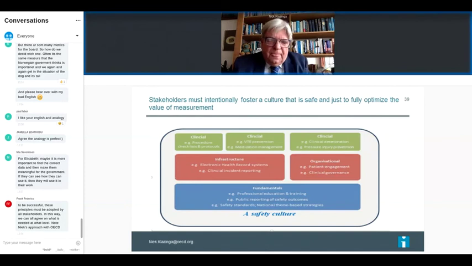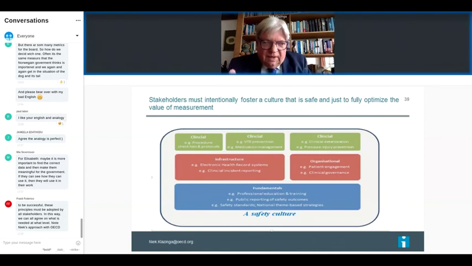So to conclude, stakeholders must intentionally foster a culture that is safe and just to fully optimize the value of measurements. One of the other Salzburg principles, this means that you have to connect the stakeholders, and what you see in this figure is that, again, from a system perspective, you try to align the activities that are taking place on a clinical level.